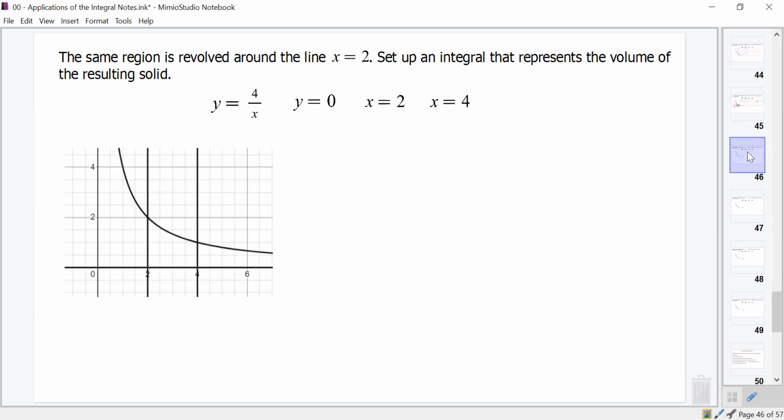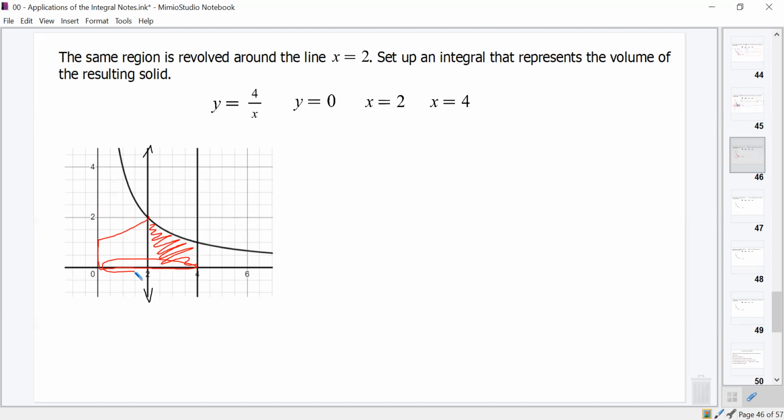So let's see what happens when we revolve this around the line x equals 2. When we go around this line x equals 2 right here, we can see that the region we're talking about is fully pushed up against that axis. So as we revolve that around, we're just going to get some nice disk cross sections that are going to be done in terms of y.